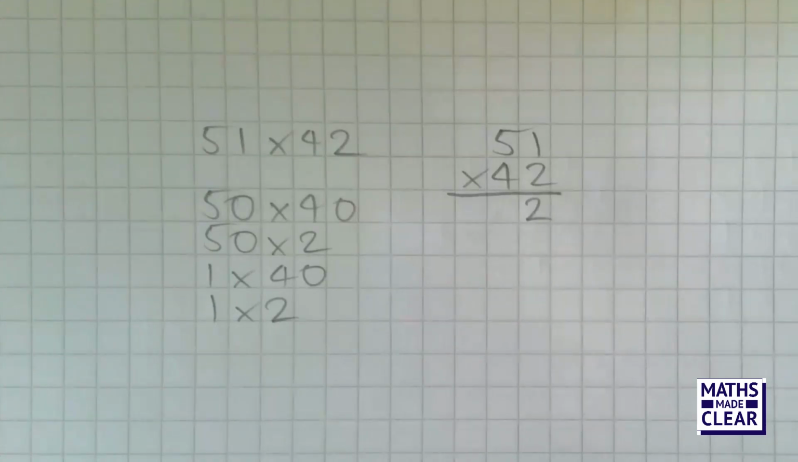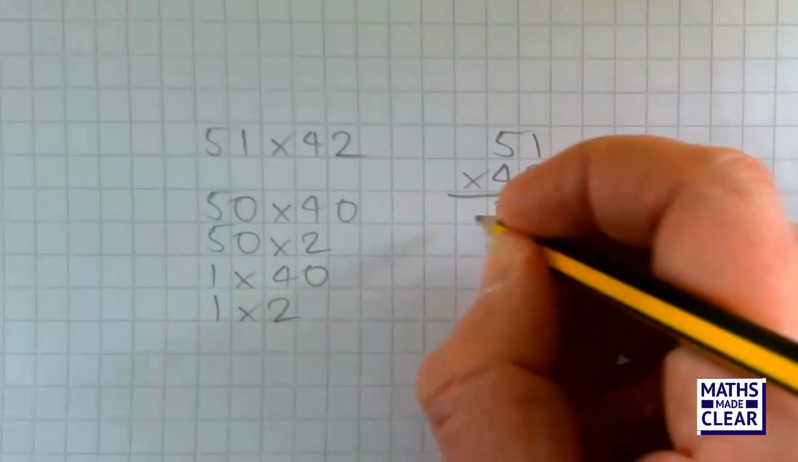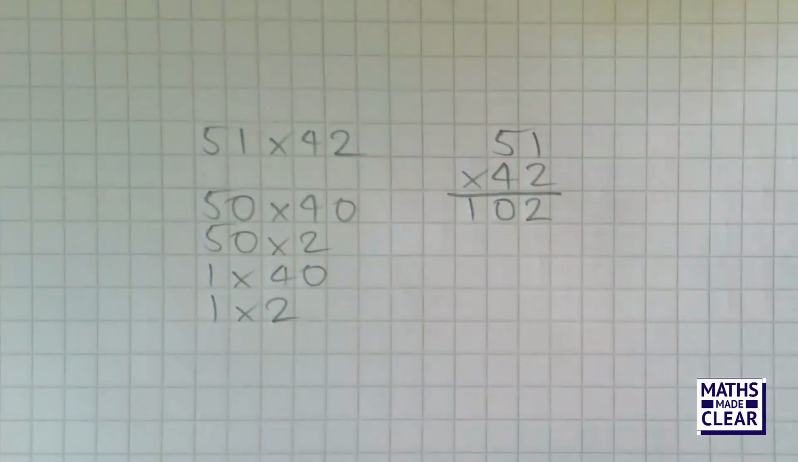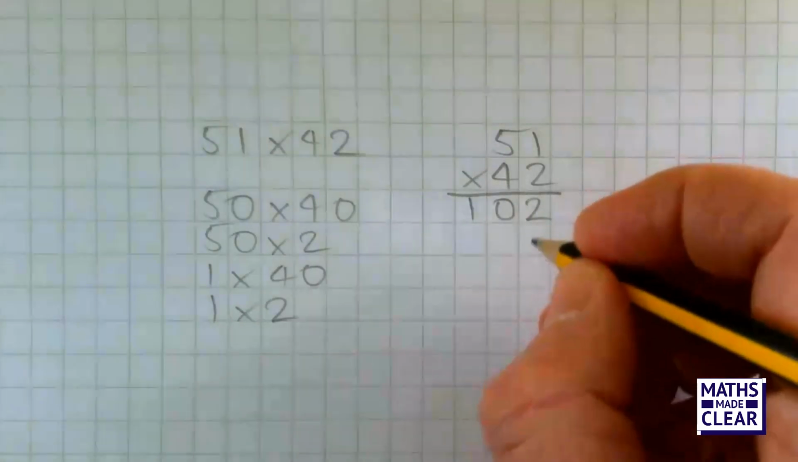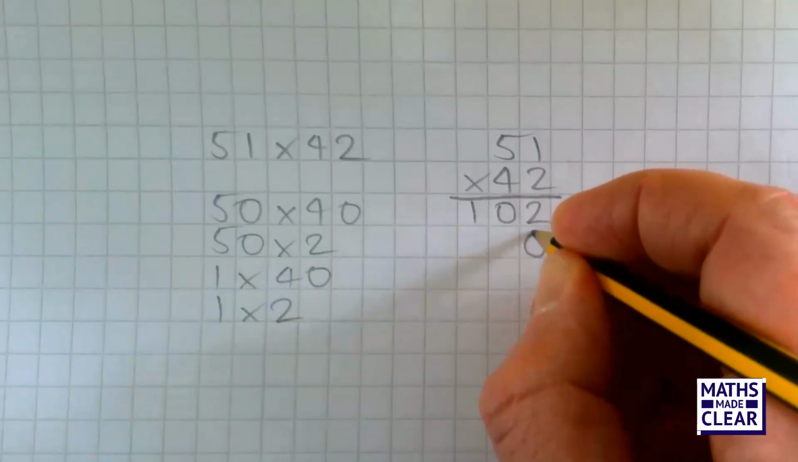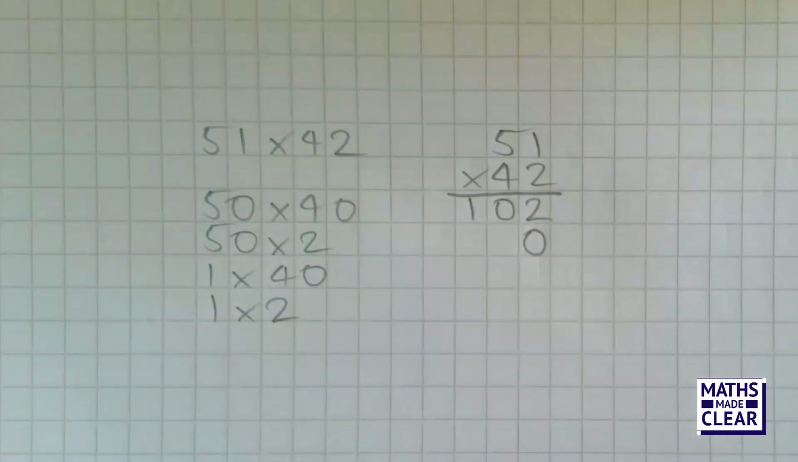Actually, we need to just think it's 5 times 2. Well, 5 times 2 is 10. So we're going to write 10 there. So we've got 102. Then we're going to move on to 51 times 40. But again, I don't want to think about the 40. I just want to think of it as a 4. And so in order to represent the fact that it's 40, I'm just going to put a 0 in the ones column.